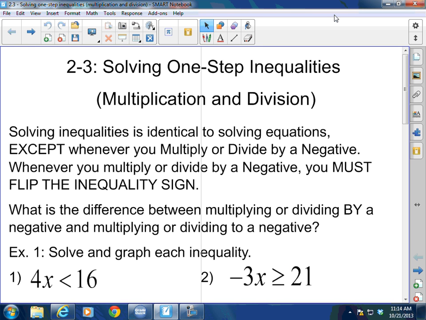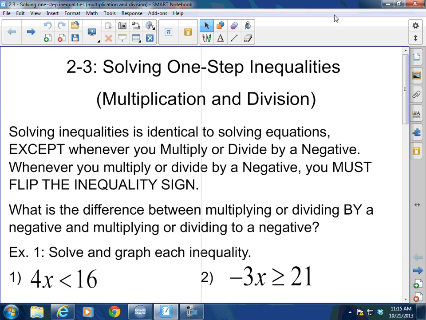Today we're going to be continuing with solving one-step inequalities. We saw how to deal with one-step inequalities when we just have addition and/or subtraction. Well, today we're going to talk about one-step inequalities with multiplication and division. Please remember that there are no differences between solving equations and inequalities. The only exception is when you multiply or divide by a negative. Okay? Not to a negative, but by a negative.